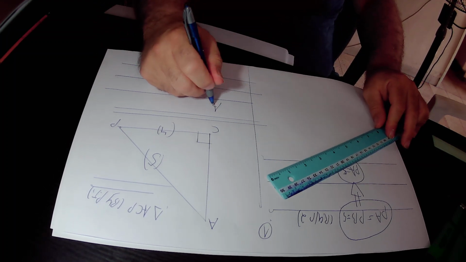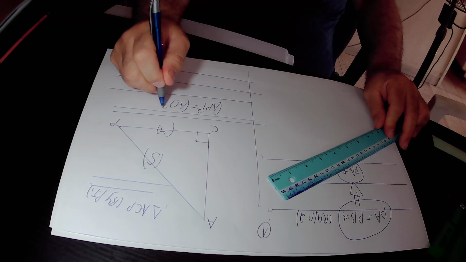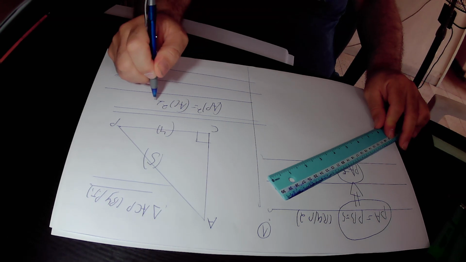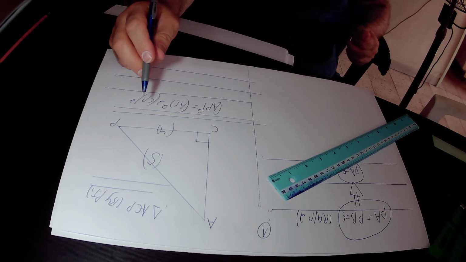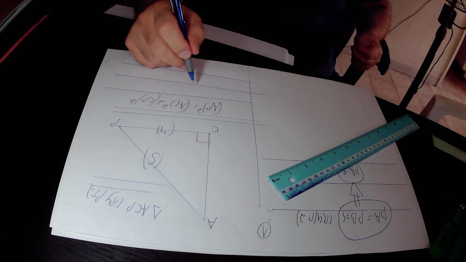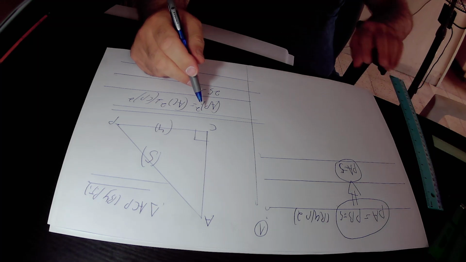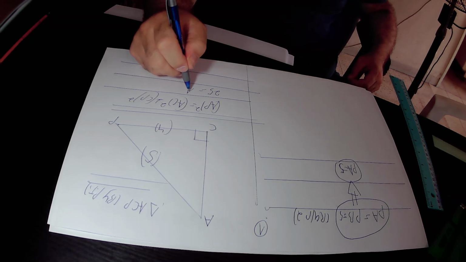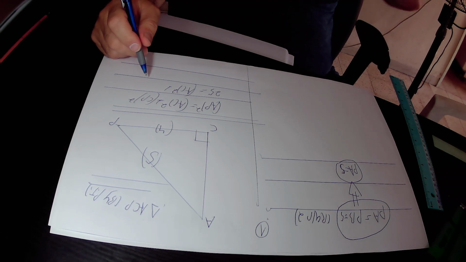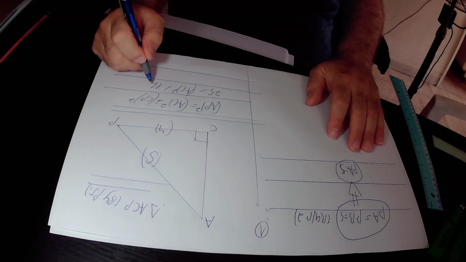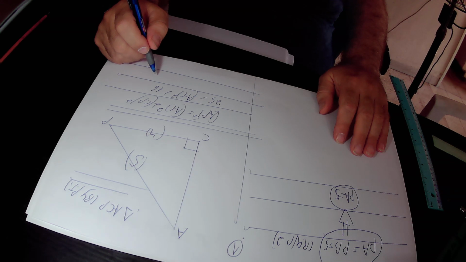AP squared, the square of the hypotenuse, is equal to AC squared plus CP squared. AP is 5, therefore AP squared is 5 squared, that is 25. And it equals AC squared. AC is the missing side, so we write it as it is, AC squared, plus CP squared. CP is 4, therefore CP squared is 4 squared, that is 16. So in total we find that 25 equals AC squared plus 16.